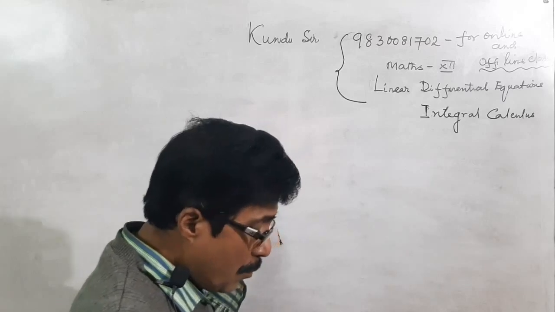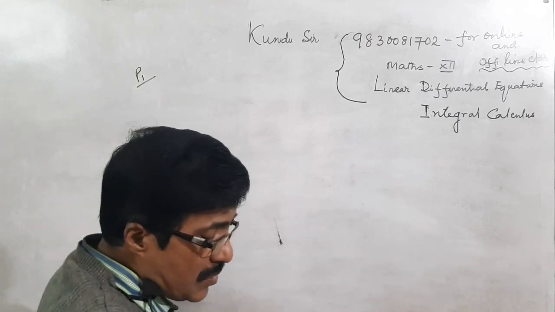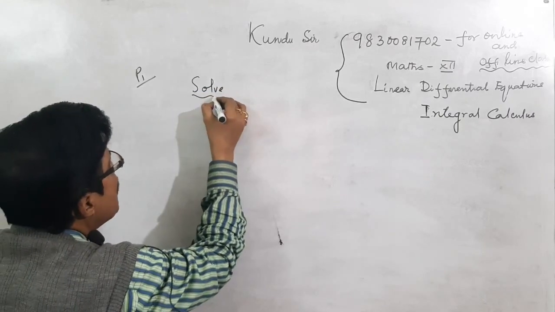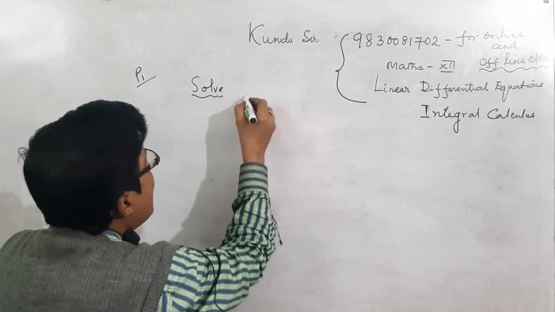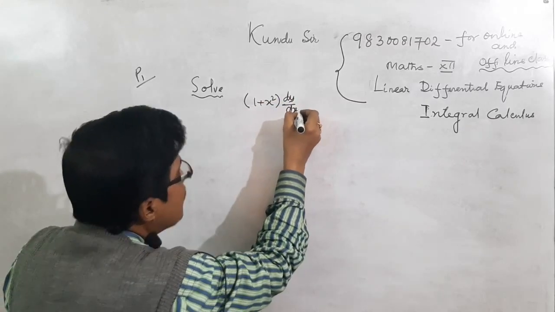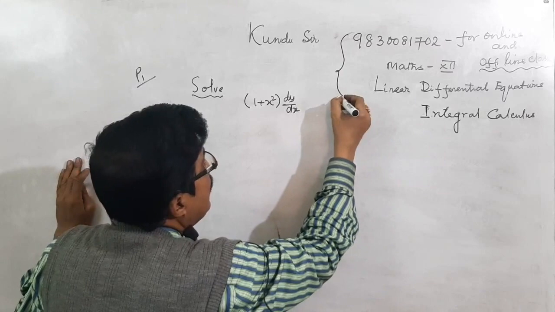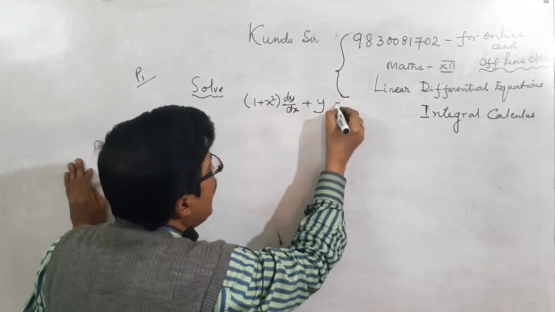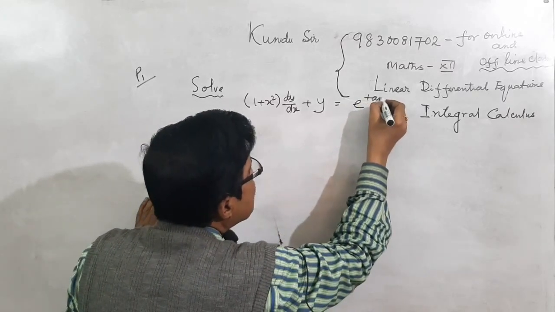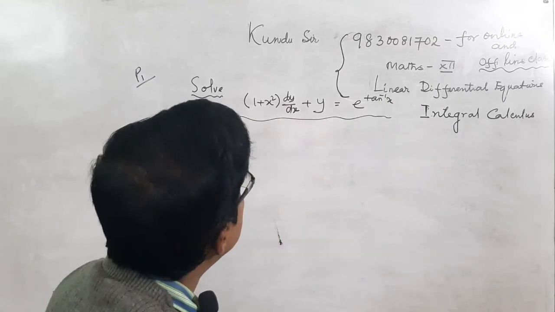Now I am going to start problem number 1 for the class. Problem number 1 is a very important problem. Solve the differential equation (1 plus x square) dy by dx plus y equal to e to the power tan inverse x. This is the equation which is to be solved.